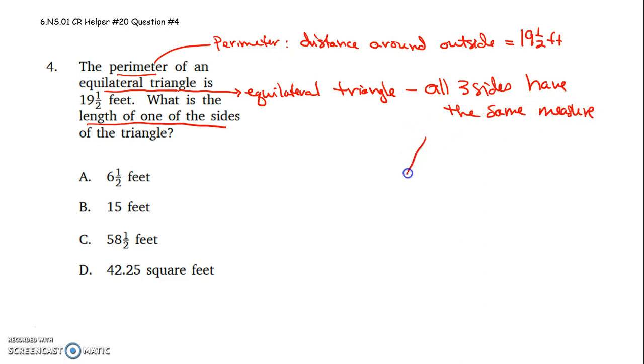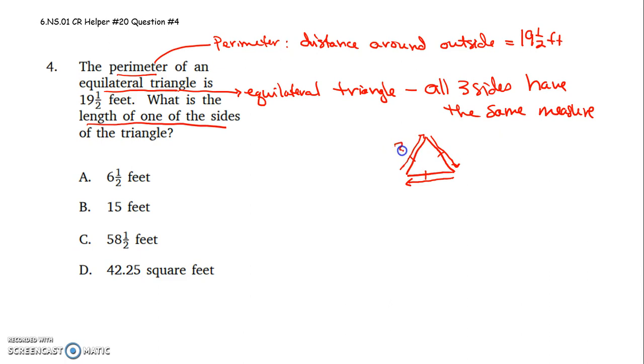So I'm going to do my best to draw an equilateral triangle. Sort of. So we put little dashes to show all three sides are equal. Now if I traveled around the outside of that triangle, here, and then here, and then here, all the way around the outside, that's 19.5 feet.